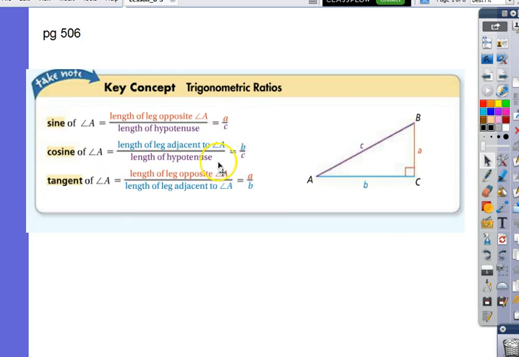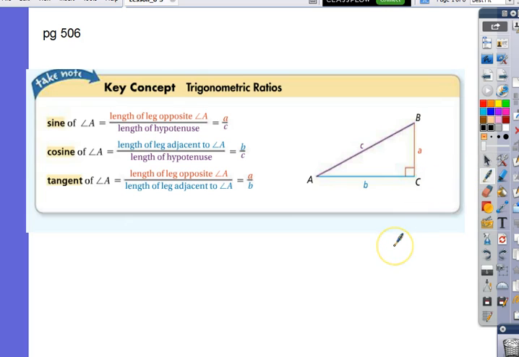So that's the sine of angle A. The cosine would be the leg adjacent to the angle over the length of the hypotenuse. So here's angle A. This blue line is adjacent. How do you know it's adjacent? Because it's the leg that actually touches the angle. So adjacent b over hypotenuse c. So the cosine of angle A would be b over c. The tangent of A would be the leg opposite over the leg adjacent.